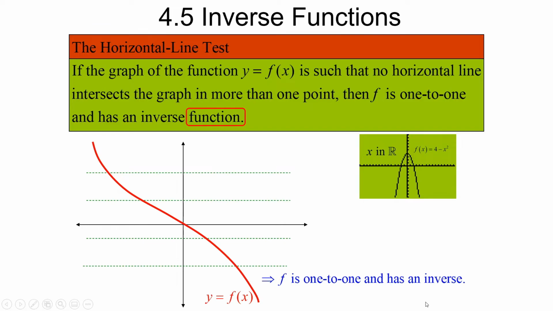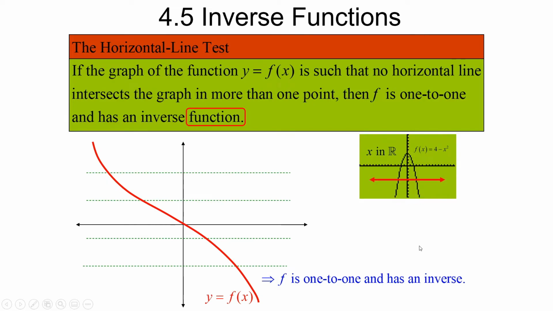Okay? Oh, now let's talk about the parabola that we just reflected. Does that pass the horizontal line test? No, it does not. So if I did f of x equals 4 minus x squared and I told you x was in the set of real numbers, you would tell me that that parabola does not have an inverse function, and you'd be correct. Unless, of course, we restricted its domain so it is 1-to-1.